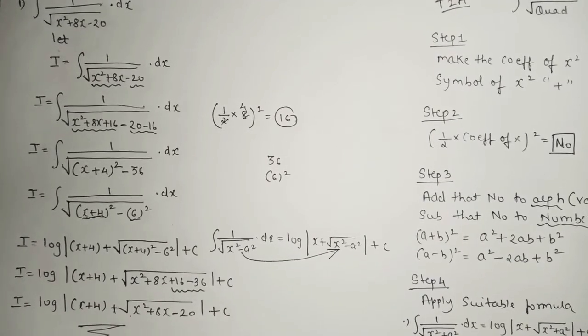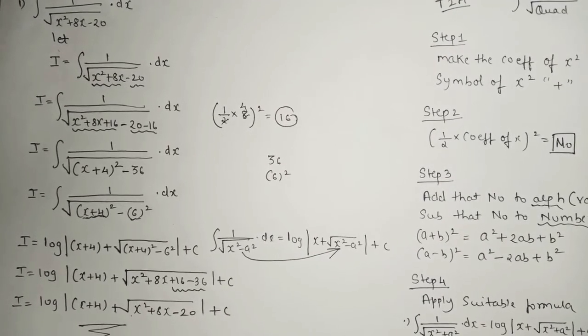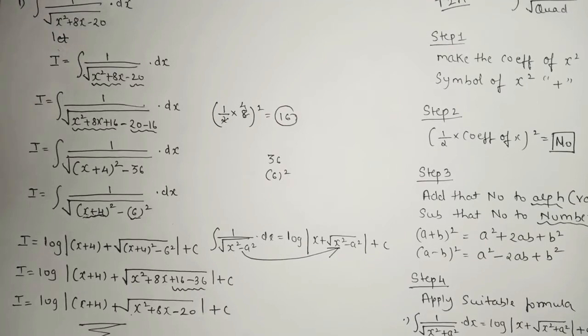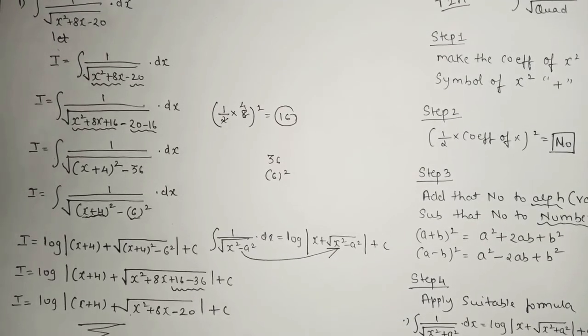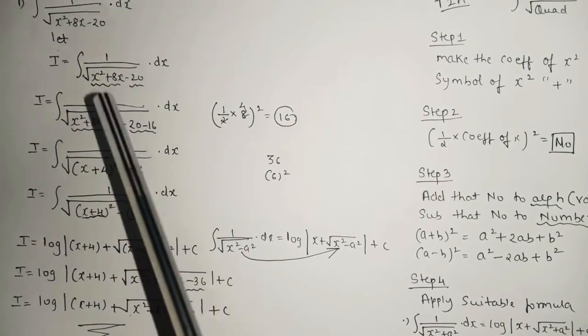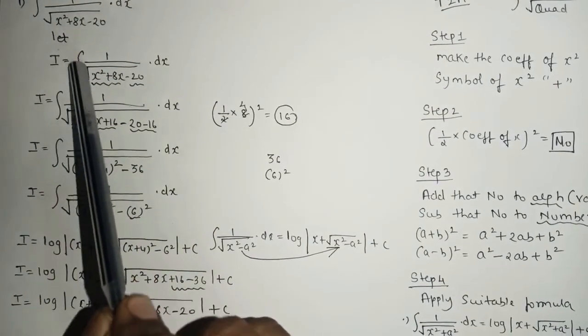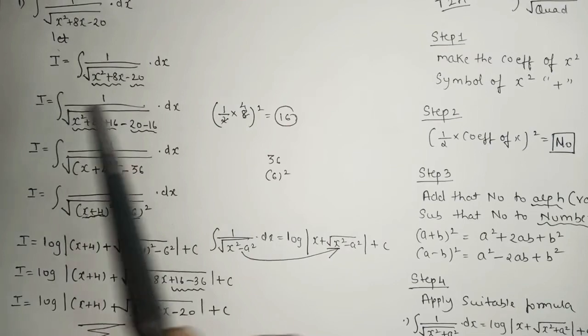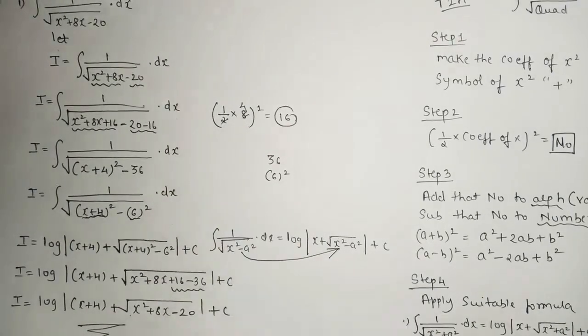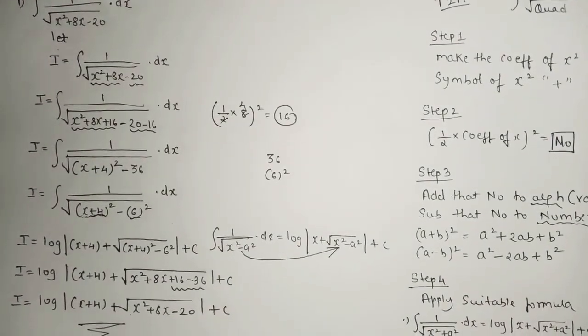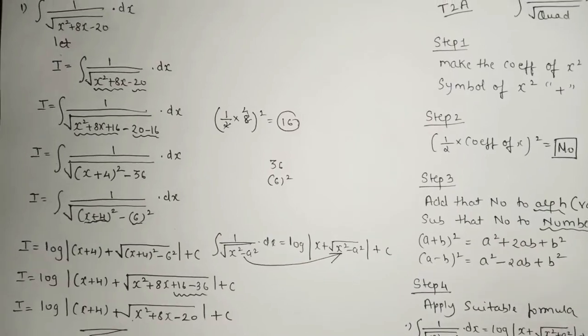I hope you all understood the first example. So let's take one more example. We'll take now one example where you have a coefficient of x square that is not 1, and we'll make the coefficient of x square 1, and then after that we'll proceed with the sum further. So let's move on to example number 2.